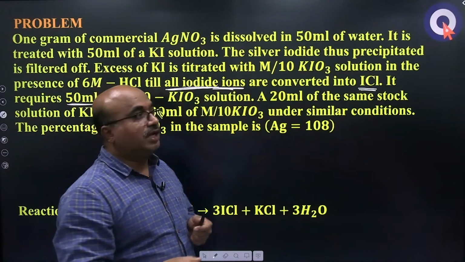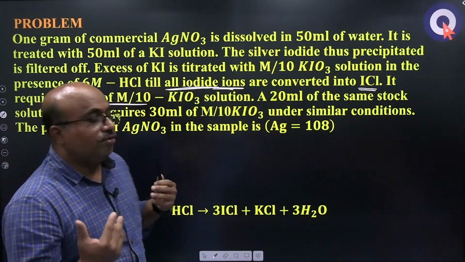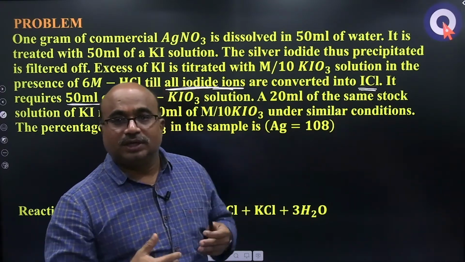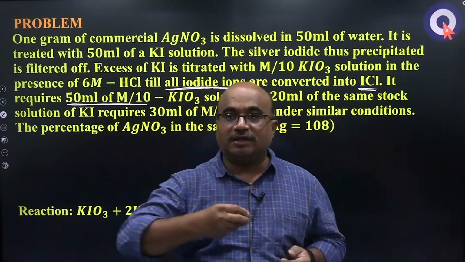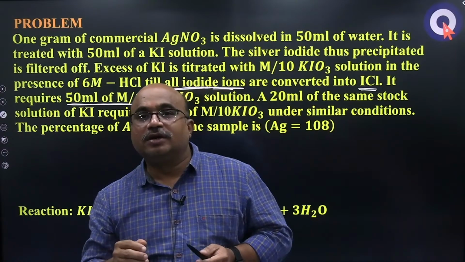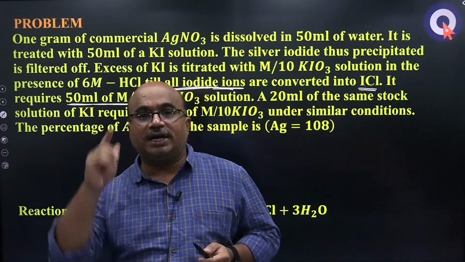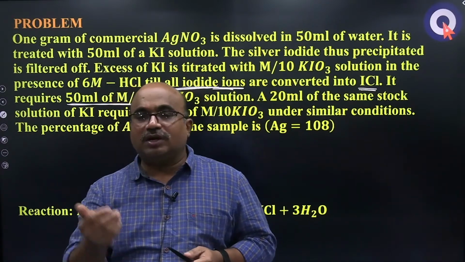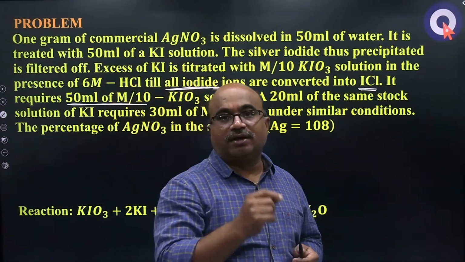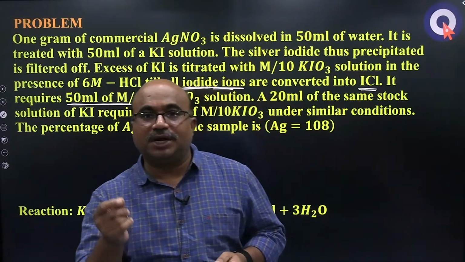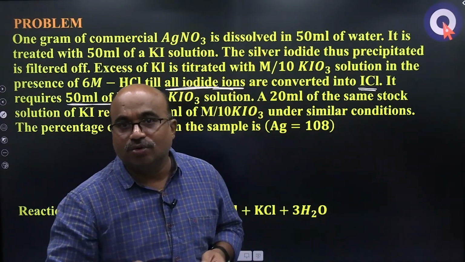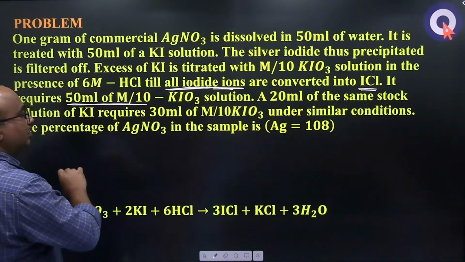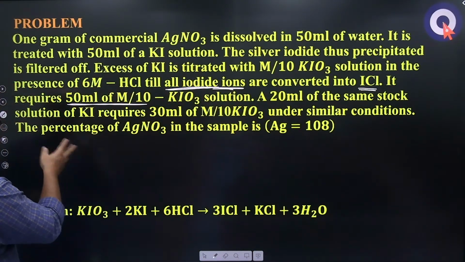So let us say there is some X grams. We calculate the weight of silver nitrate from the given data. Then what is the percentage of silver nitrate in that sample? In 1 gram, X grams is there. Then what is the percentage? The pure weight of that component divided by the total weight, into 100, will give the percentage. So let us see the basic things.